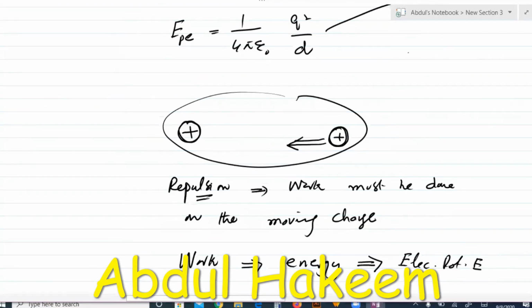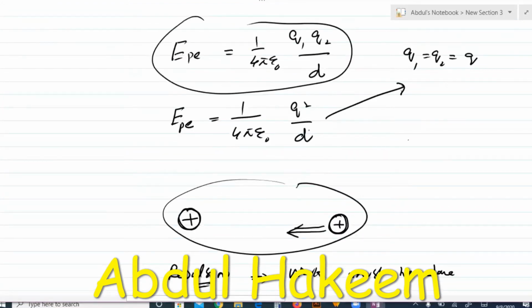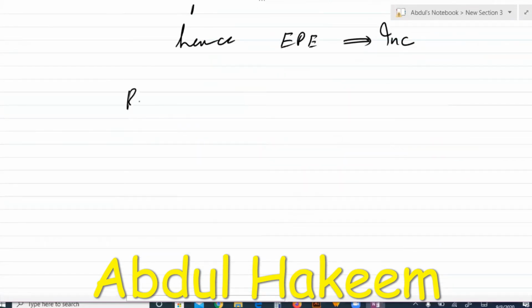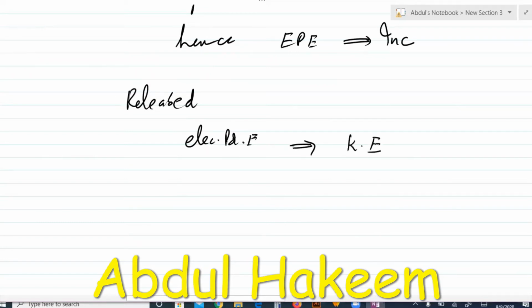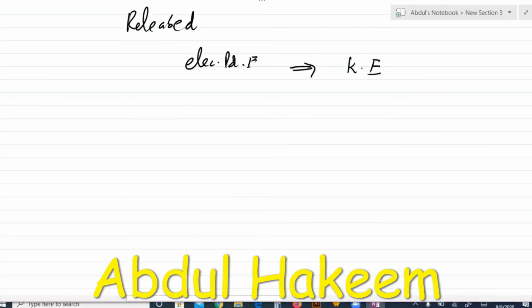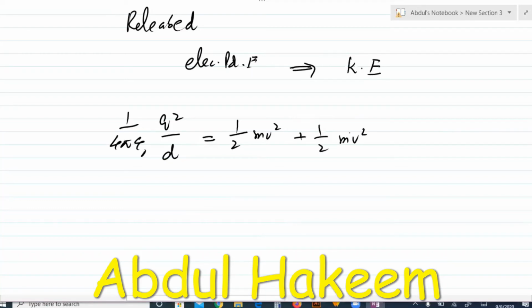increases. And the formula for the electric potential energy is this: if two charges are similar, then Q square over D. But when similar charges are released, the whole of the electric potential energy is converted into kinetic energy. So if the charges are the same, then 1 over 4 pi epsilon naught Q square over D is converted into half mv square for the first, half mv square for the second, because they are equal in charge and equal in mass. So we can write 1 over 4 pi epsilon naught Q square over D equals half mv square plus half mv square, which becomes mv square.